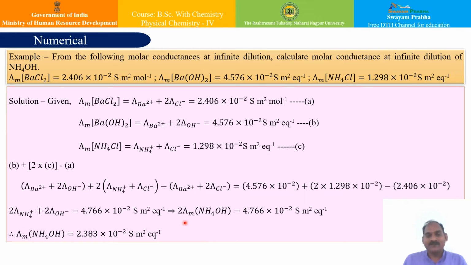So that gives me 2 times the molar conductance of ammonium hydroxide, which is 4.766 into 10 to the power minus 2 Siemens meter square per equivalent, and therefore the molar conductance of ammonium hydroxide is 2.383 into 10 to the power minus 2 Siemens meter square per equivalent. This is how I can utilize the Kohlrausch law in a number of ways, and I can solve n number of numericals based on the logic of Kohlrausch law and its various applications.